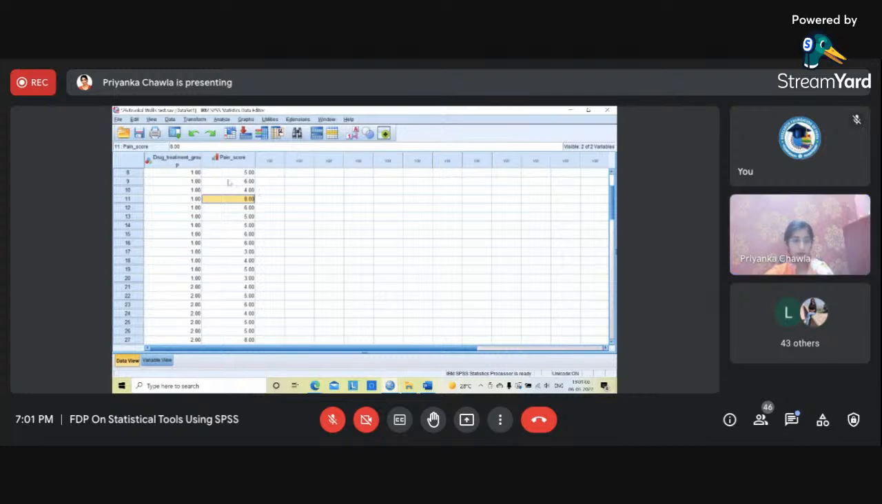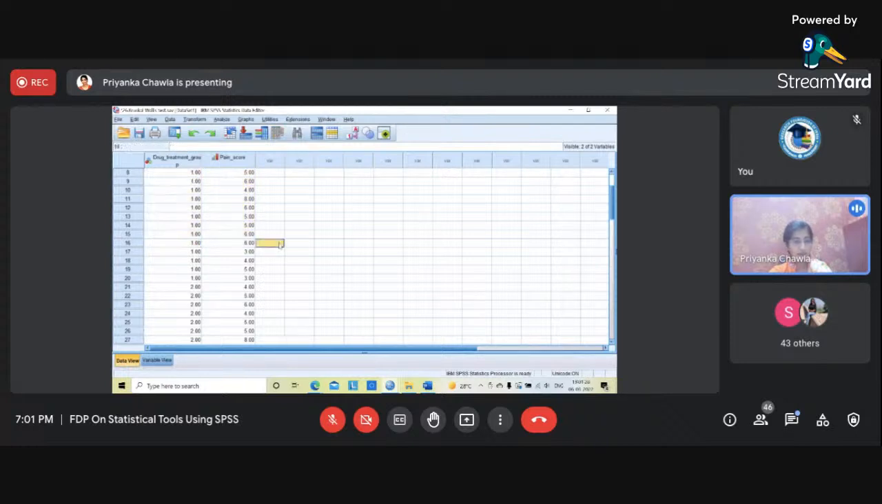No significant difference in pain score based on different types of drugs, with respect to different drug treatments. There are 3 levels, na? Categorical: 1, 2, and 3. So this is ordinal. If it is given in 1 or 2, binary, then we will apply the Mann-Whitney test.